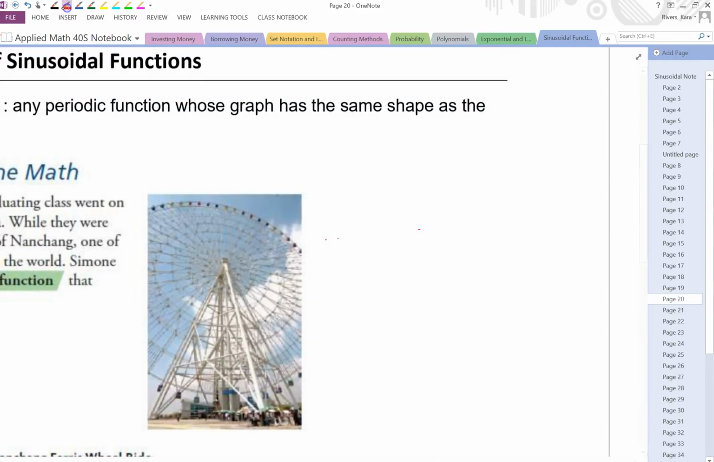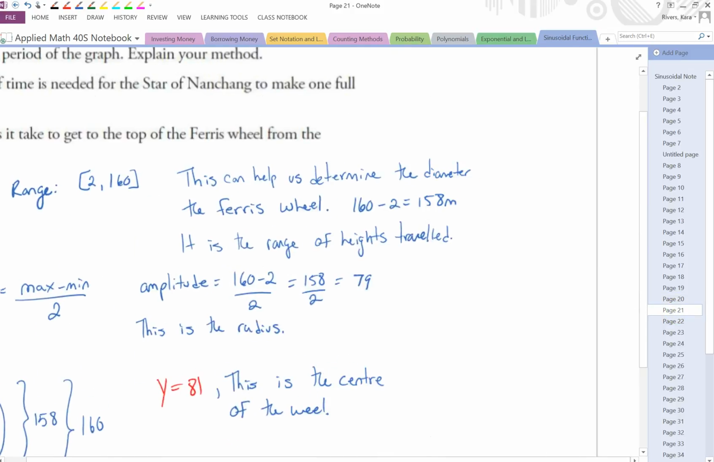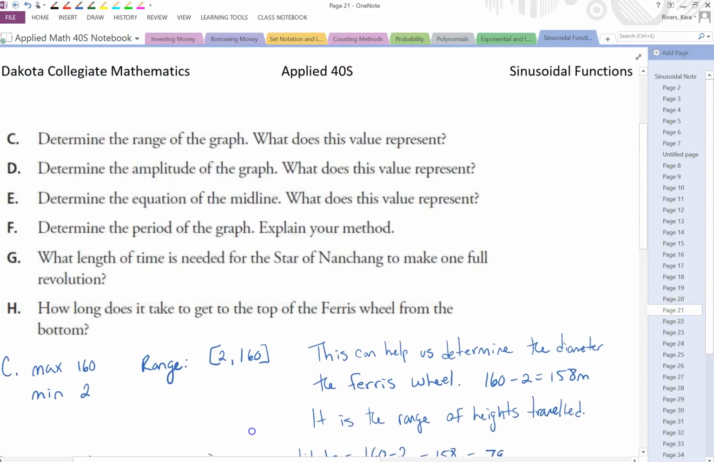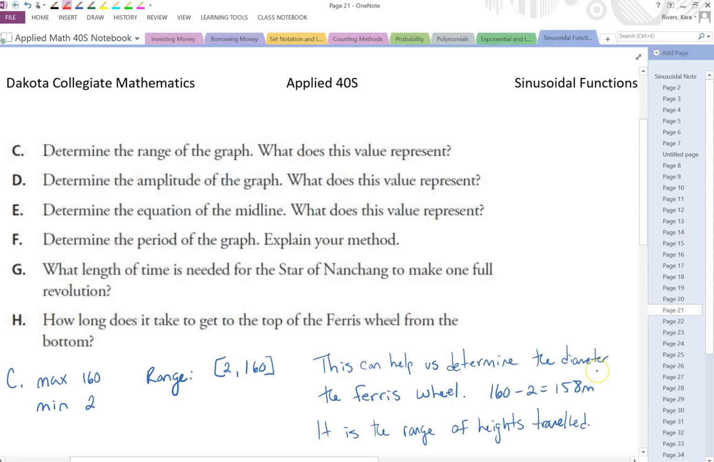If this here is my minimum value and this here is my maximum value, then the difference between my maximum value and my minimum value, 160 minus 2, would give me 158 meters. And that would be the diameter of our Ferris wheel. Okay? So that's what I'm referring to here, where it says our range is from 2 to 160. This can help us to determine the diameter of the Ferris wheel. It is the range of heights traveled by Simone as she goes around.